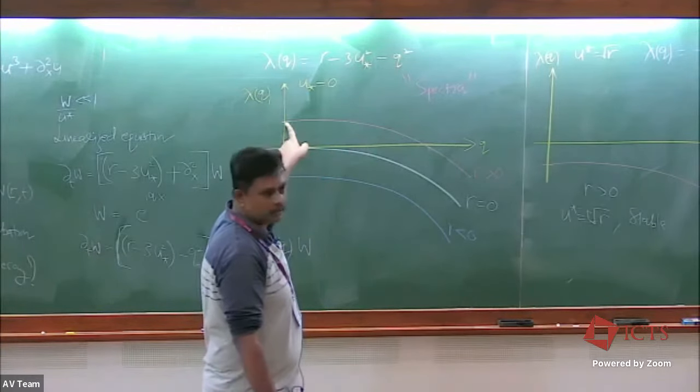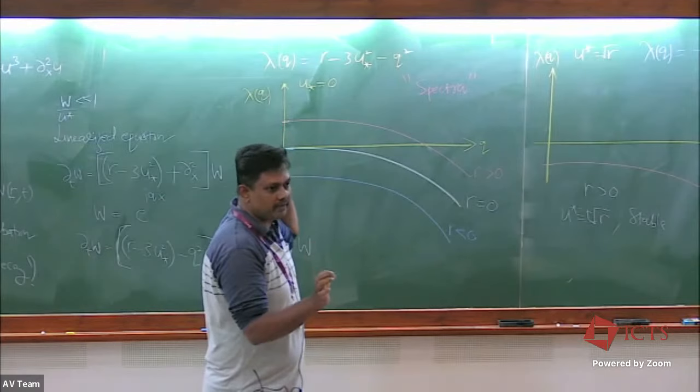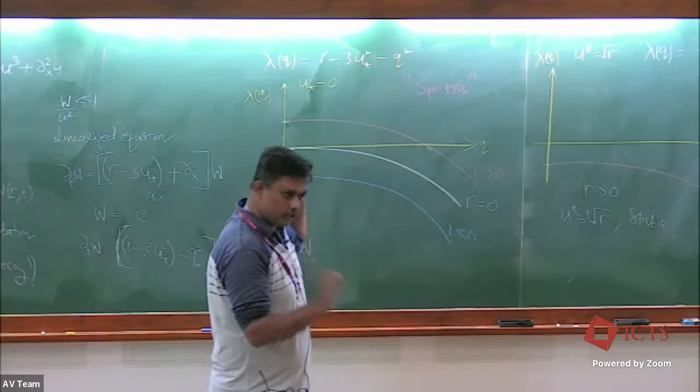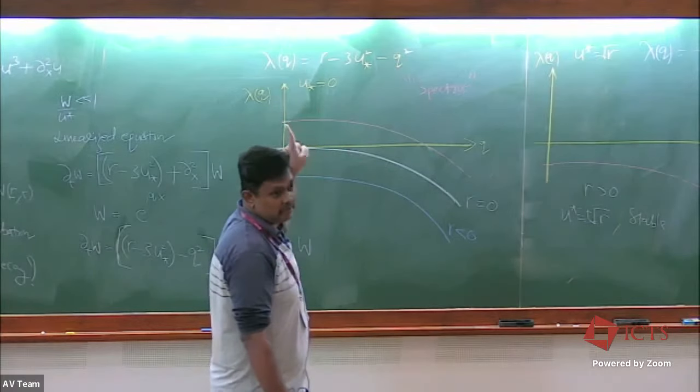Yeah, sure. But for the first one, the growth rate is highest at Q equal to 0. The critical point of instability is at Q equal to 0. Sure, there are other ones if you go to higher R, but the growth rate will be the maximum at Q equal to 0.